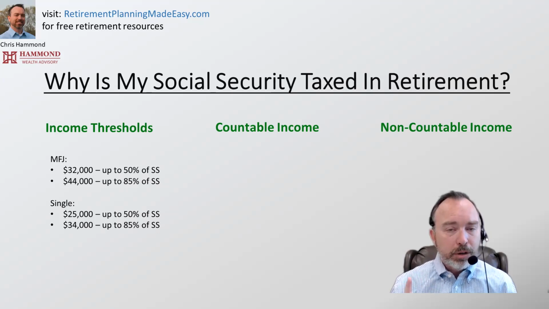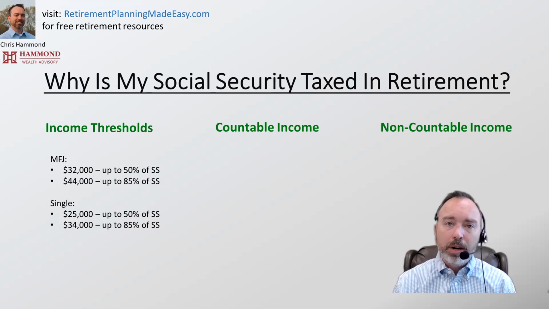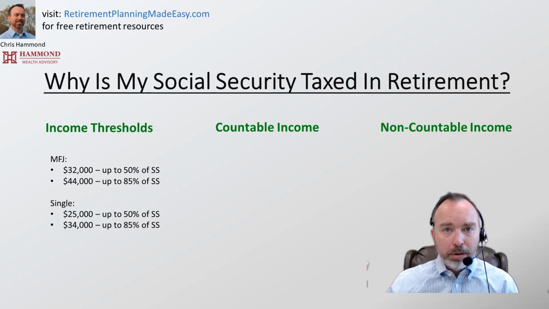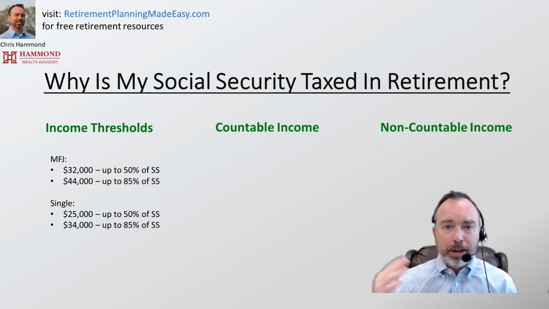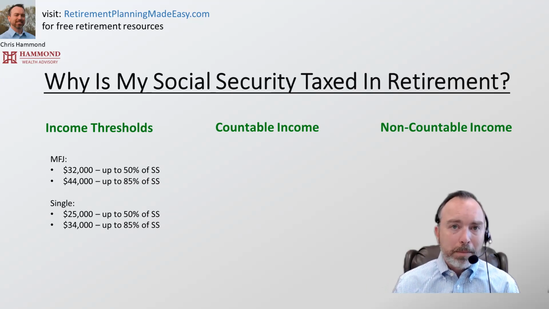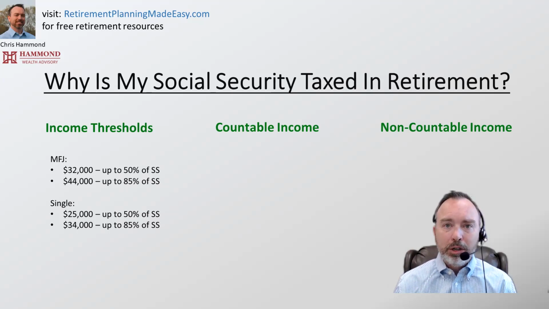Now, an interesting thing to note about this is these numbers are not inflation adjusted, which means they stay steady. So as cost of living goes up, as Social Security benefits have cost of living adjustments that make them bigger and bigger as inflation occurs, it gets a lot more likely that more and more people are going to have their Social Security benefits subject to taxation, because these numbers are not pegged to inflation to go up over time. So that's important to keep in mind.